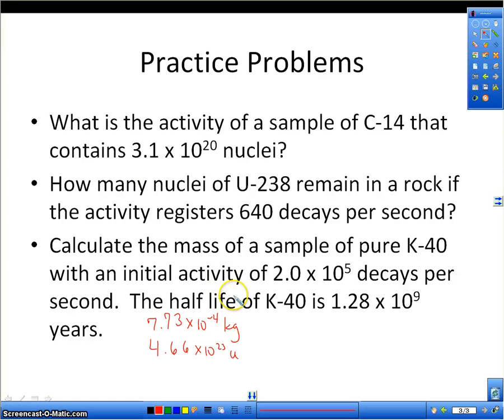So you're going to work that out. Once you get to the number of nuclei, you just have to convert what mass that equates to, because you know the mass of each atom. So you can do the conversion from the number of nuclei over to the total mass of the sample. So that's that third problem, and you can work that out.